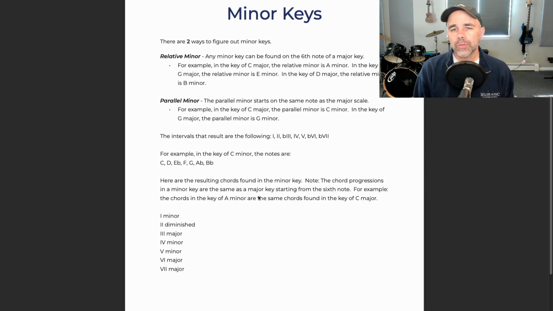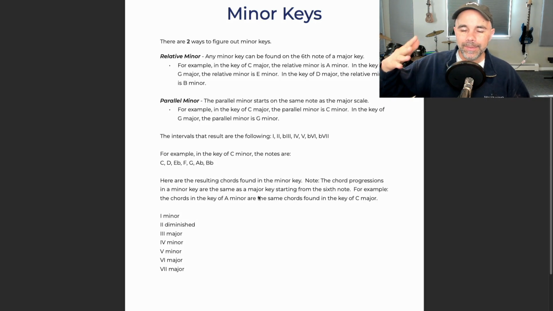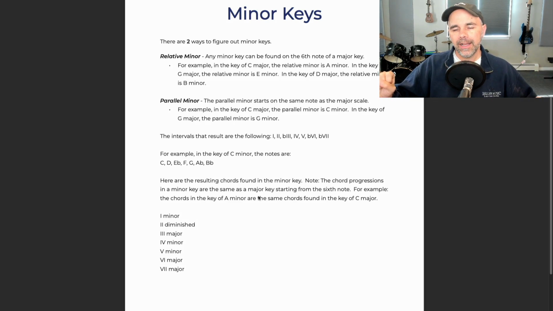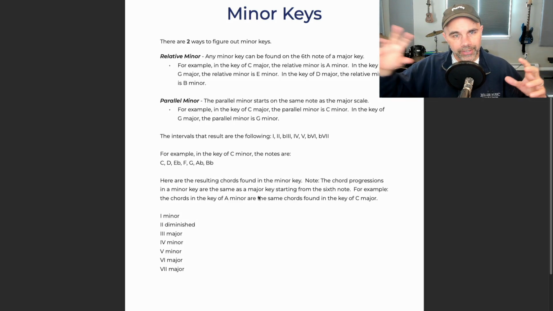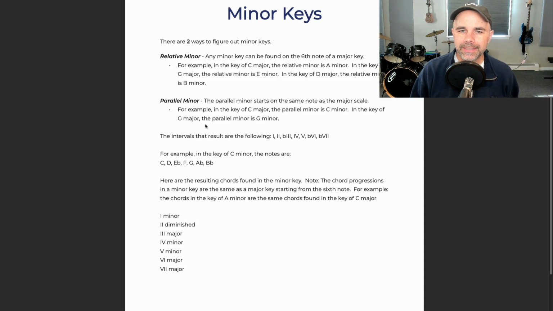So this is the relative minor, and what's interesting about this is the relative minor and the major have the same notes in them. So the key of C major and A minor have the same notes. You're just starting from a different note. So in the key of C, you're starting from C. In the key of A minor, you're starting from A and going up to A. But it does share the same notes. Okay, so that's relative minor. Think of these as like brother and sister chords. They're very related.